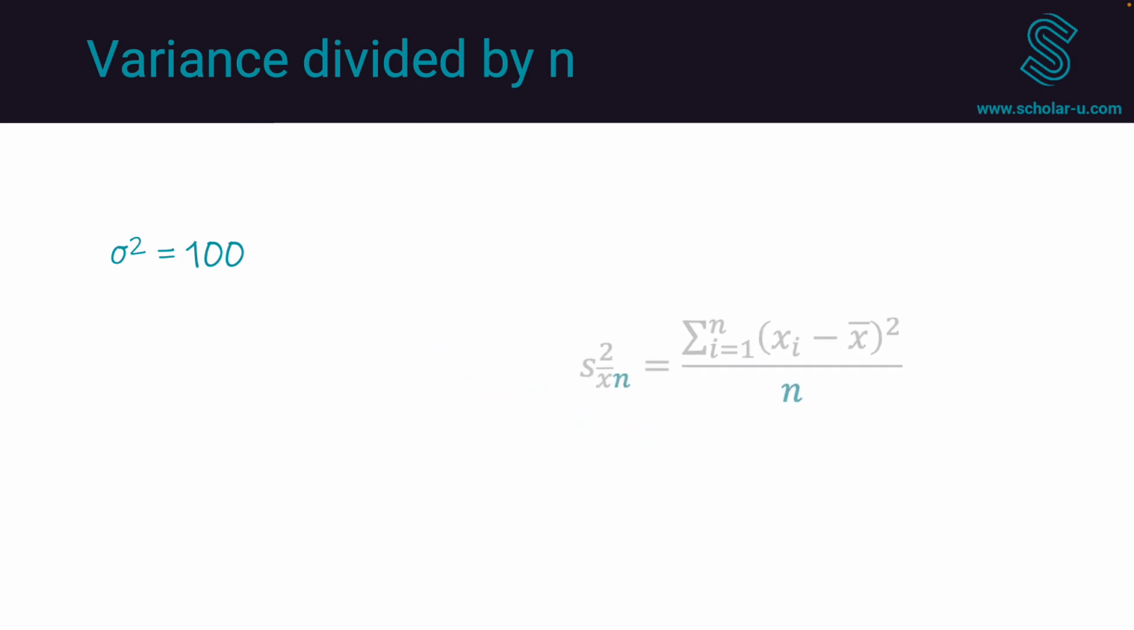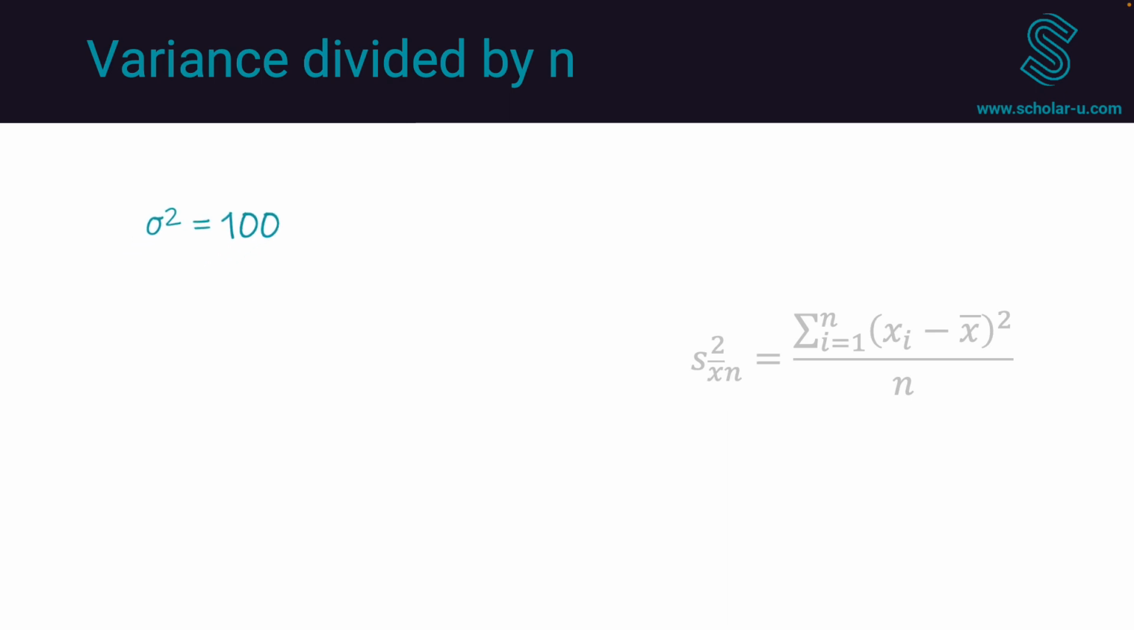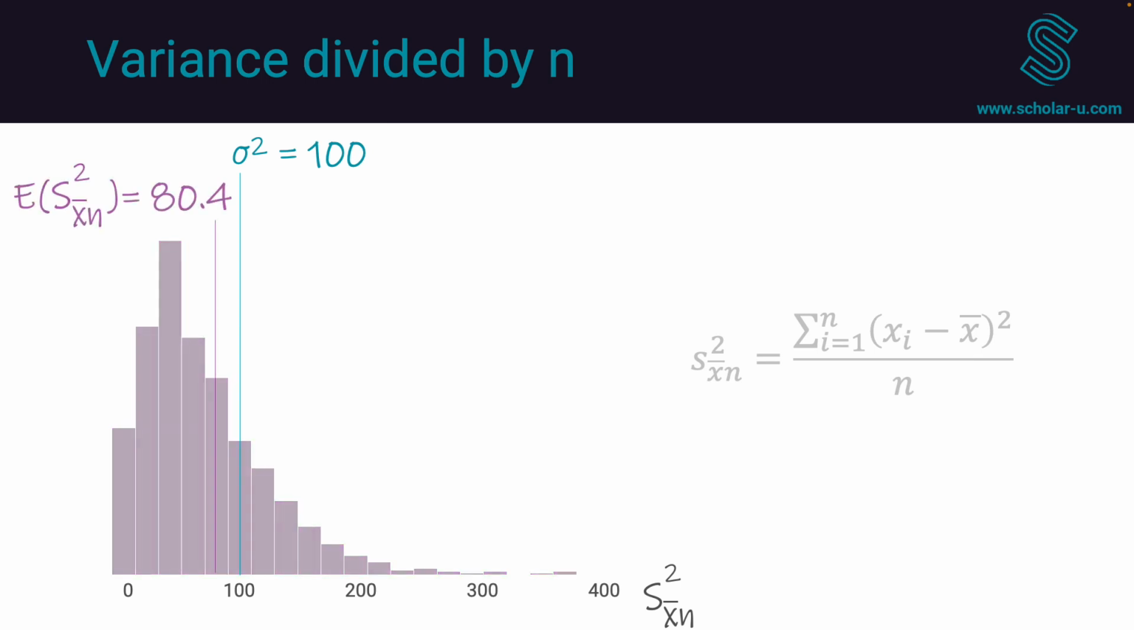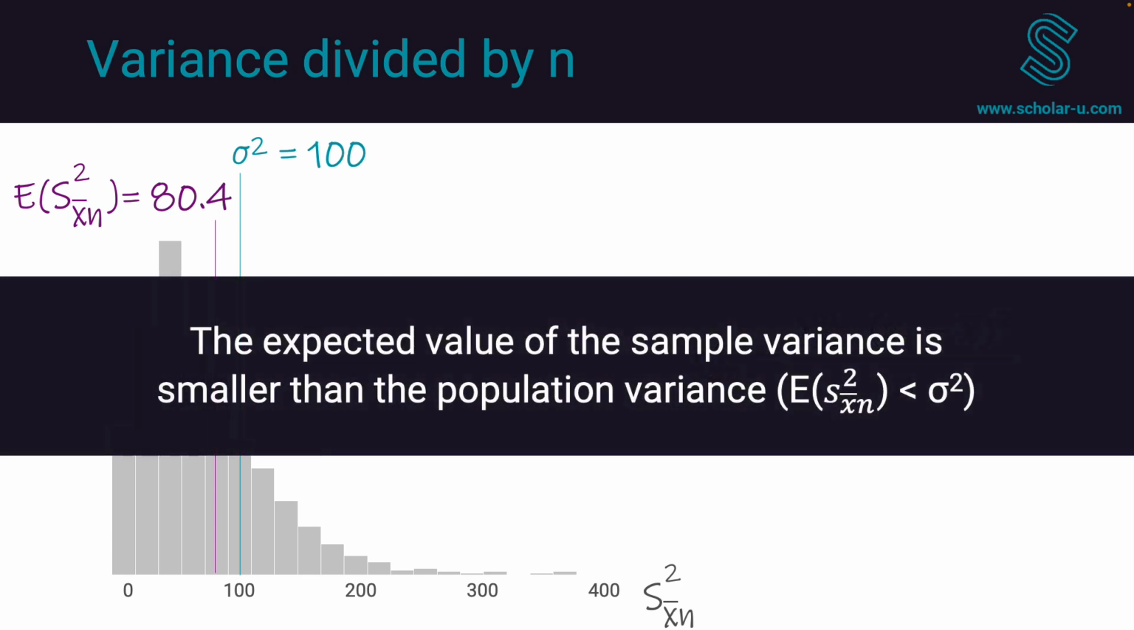By extracting several samples of size 5 and calculating the variance using this equation, we can construct a histogram which tends to be skewed. Upon extracting the expected value from this histogram, we obtain a value of 80.4, notably lower than the population variance of 100. This leads us to the following conclusion. The expected value of the sample variance is lower than the population variance.